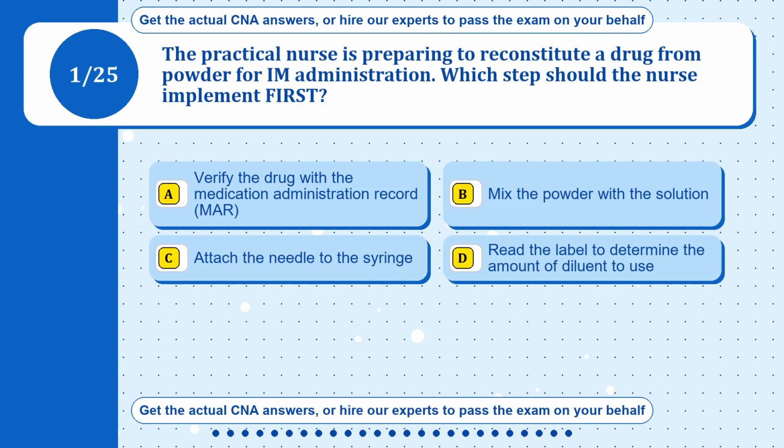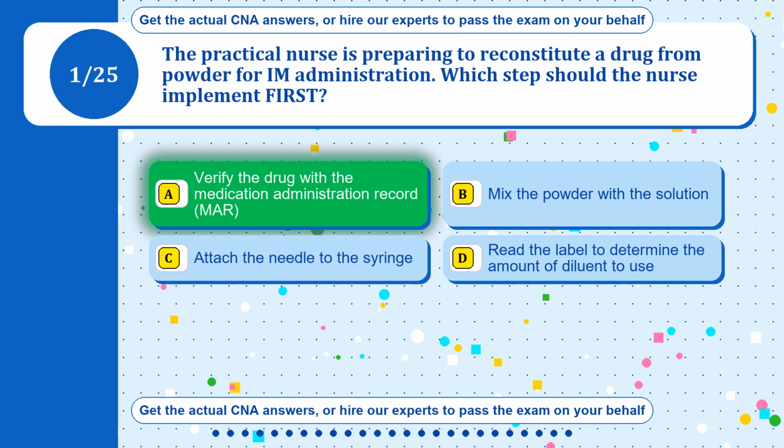Question 1. The practical nurse is preparing to reconstitute a drug from powder for IM administration. Which step should the nurse implement first? Option A. Verify the drug with the medication administration record, MAR. Option B. Mix the powder with the solution. Option C. Attach the needle to the syringe. Option D. Read the label to determine the amount of diluent to use.